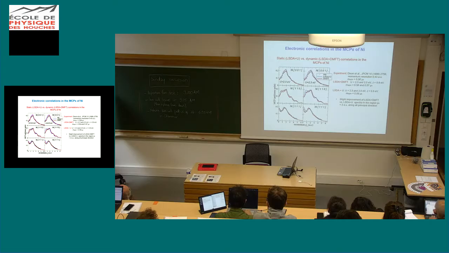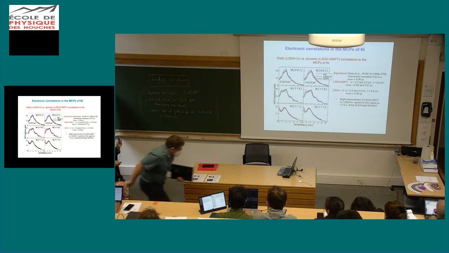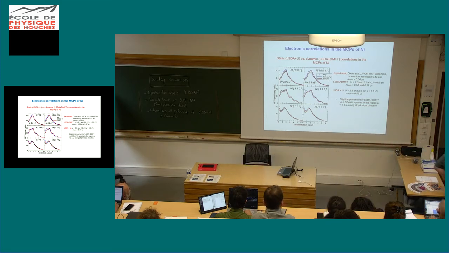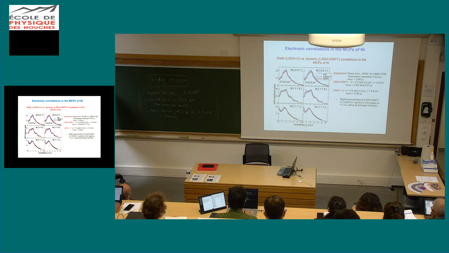We treated also the electron correlation in nickel. We compared the effects of the static versus dynamic treatment. This static treatment, as I said, is the LSDA plus U approach, with an energy independent self energy. What we have here are the magnetic Compton profiles calculated, this blue line with LSDA plus U, this red with the DMFT, for two different values of the Hubbard term, 2.0 and 2.3, together, again, with the experimental data of Dixon.